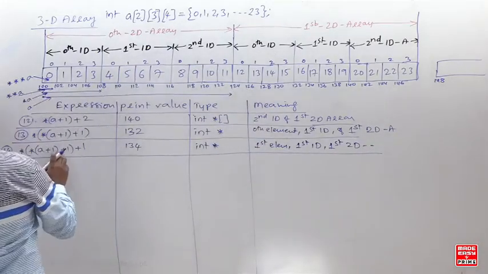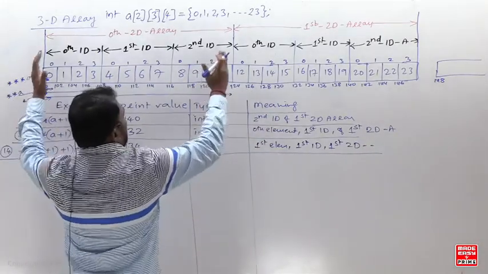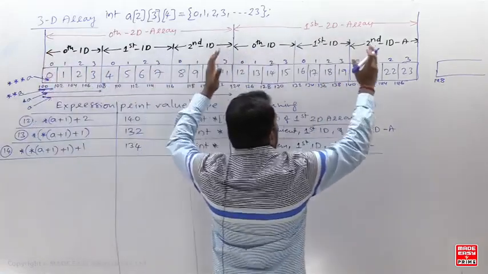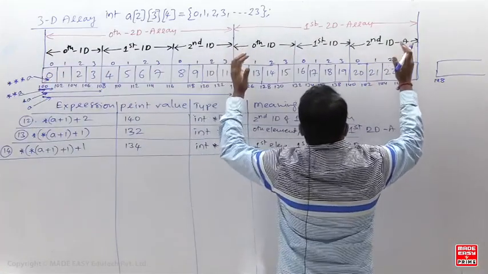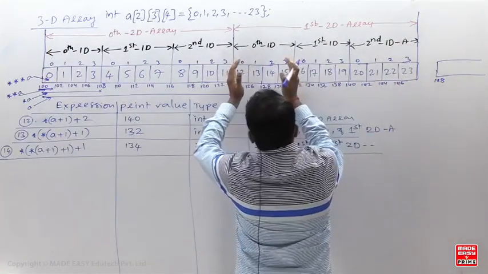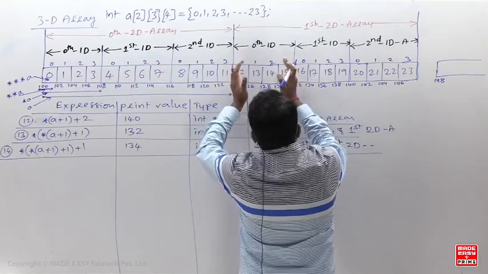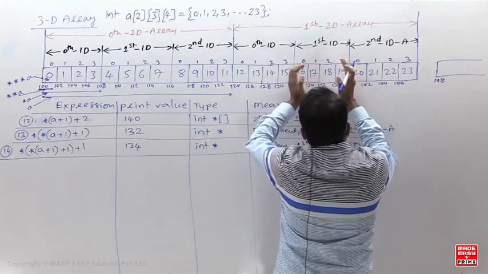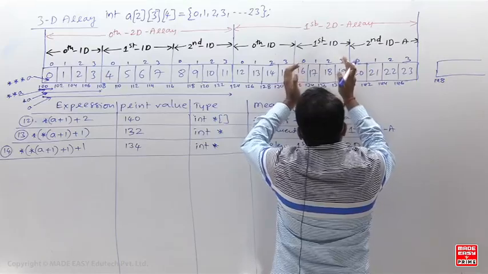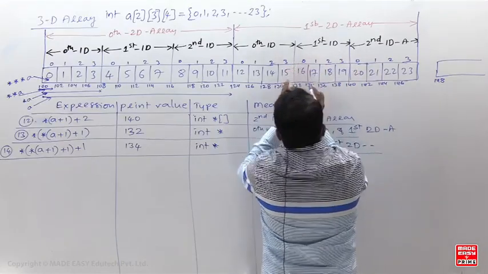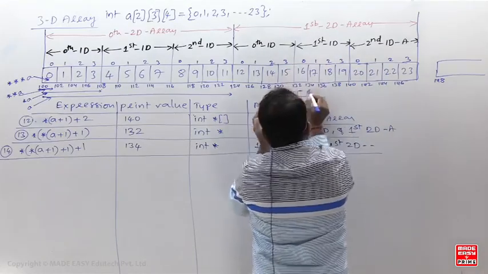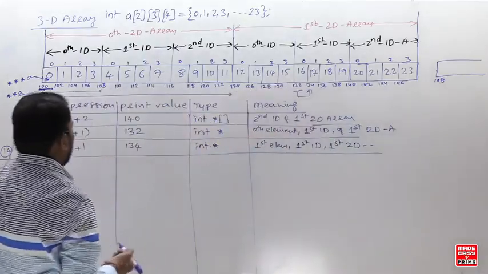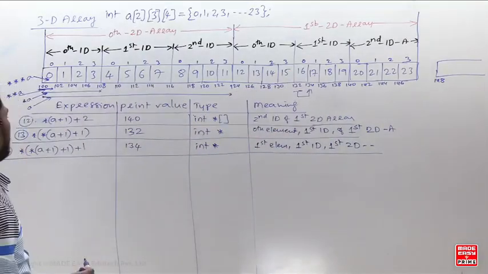If anybody is having doubt, I'm repeating. A means this one; a plus 1 is the first 2D array; a plus 1 whole star is the 0th 1D array; a plus 1 whole star plus 1, you come here, and again whole star, you go here. It was pointing to the element, and with plus 1, 134 will come. Yes or no?